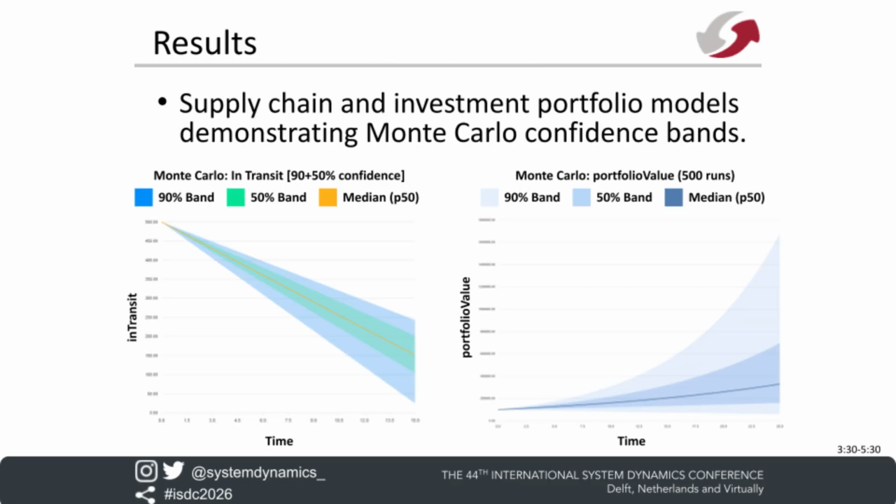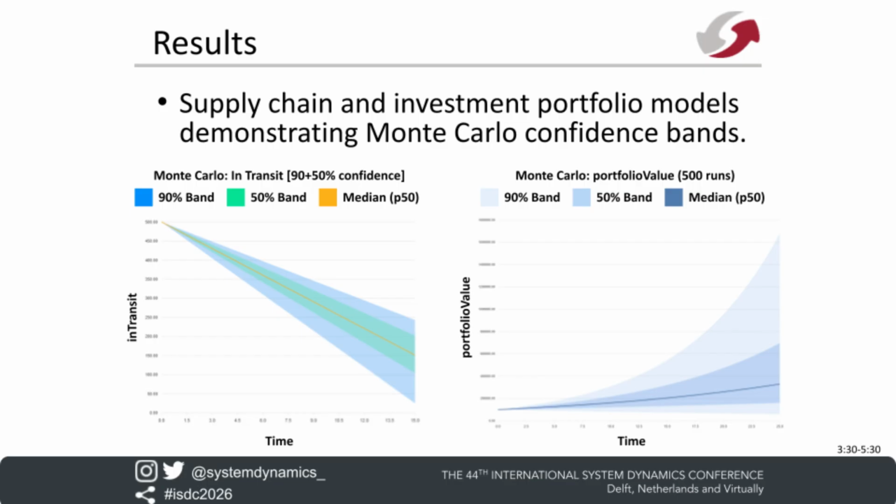Now let's look at what the results actually showed. The two charts you're looking at here represent the core of what Monte Carlo simulation adds to LunaSim. Each one is a confidence band, a shaded region showing the full range of plausible system behaviors across hundreds of simulation runs, with a median tracked right down the middle. The chart on the left is a supply chain model. The band starts at zero spread because every run begins from the same initial conditions. As time advances and the sample transit times start diverging, the band fans outward.